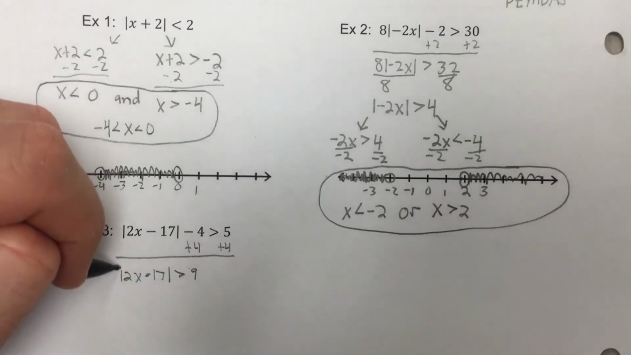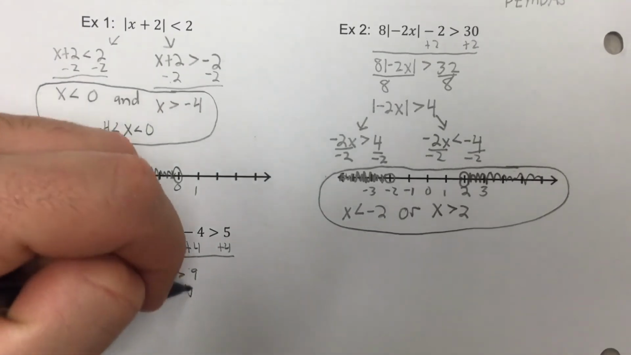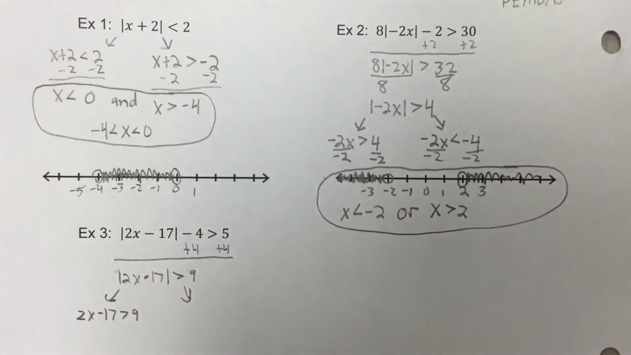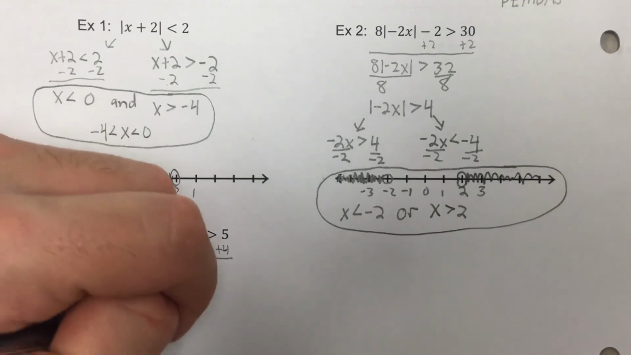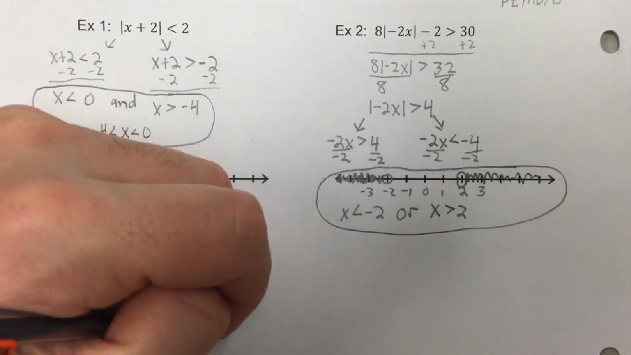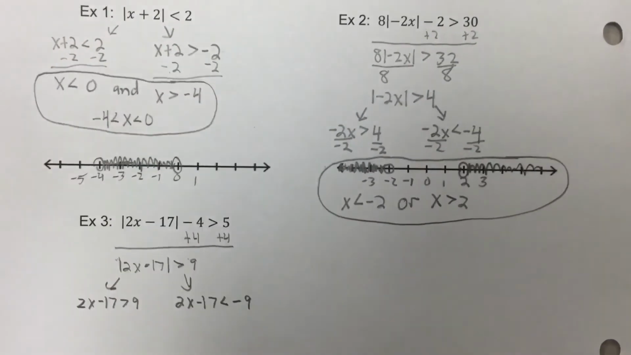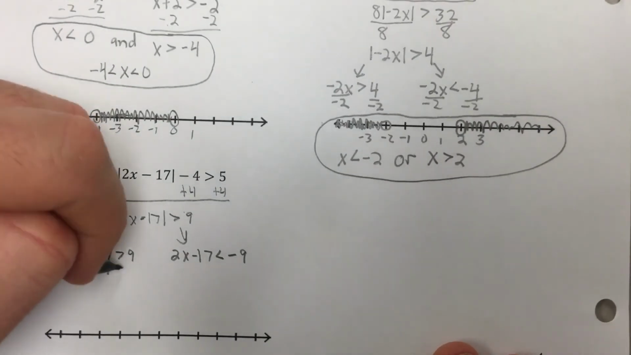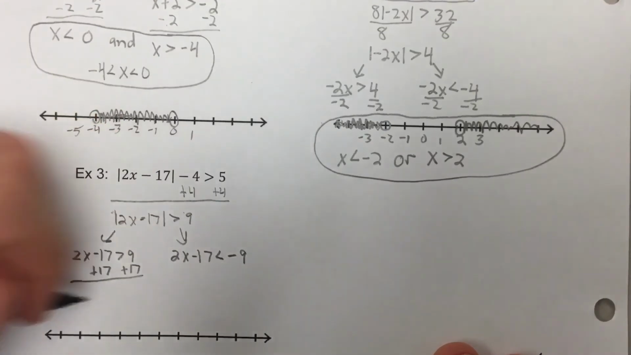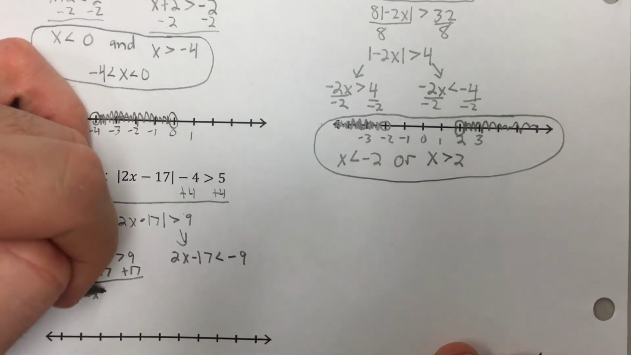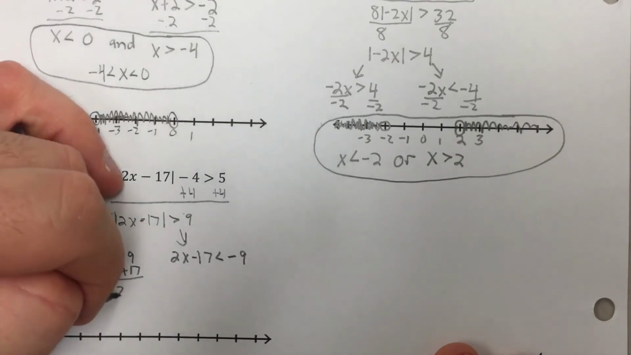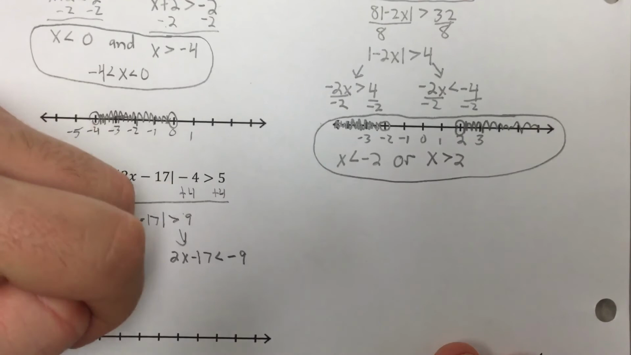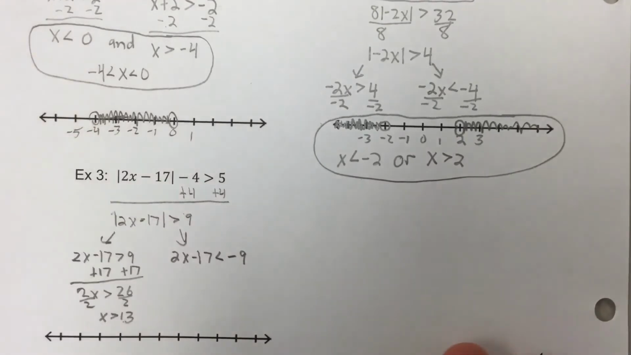The absolute value is now isolated, so this is where I can make two inequalities. I drop my absolute value, keep everything else the same, then drop the absolute value, flip the inequality sign, and make the right side negative. We're solving two separate inequalities, so I'm adding 17. So I get 2x is greater than 26, and when I divide by 2, x is greater than 13.